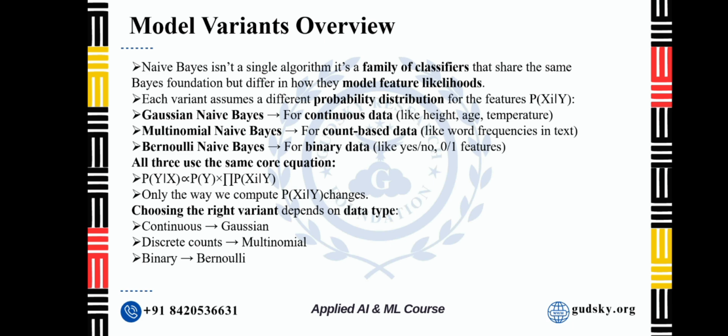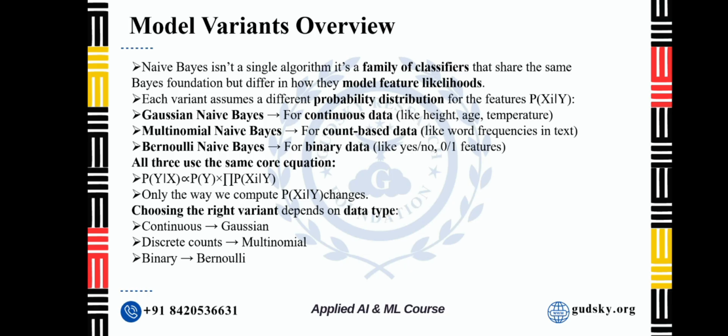So here, the model variants overview. Now that we understand the working formula of naive Bayes, let's talk about something really interesting: the different variants of the naive Bayes model. See, naive Bayes isn't just a single algorithm. It's actually a family of classifiers all built on the same Bayes theorem foundation. The difference lies in how they model the feature probabilities, that is, how they calculate P(xi | y). Each version assumes a different kind of data distribution, like Gaussian naive Bayes used for continuous data like height, weight or temperature. Multinomial naive Bayes used for count based data like word frequencies in text documents.